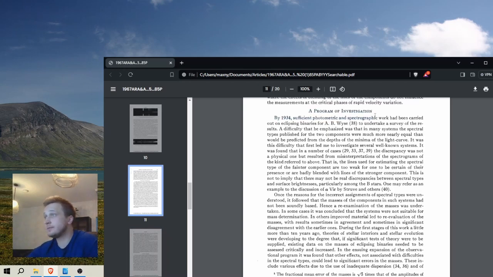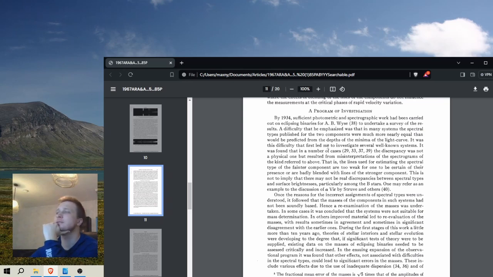A program of investigation is the next part, starting in 1934. Sufficient photometric and spectrographic work had been carried out on eclipsing binaries to undertake a survey of the results. A difficulty that he emphasized was that in many systems the spectral types published for the two components were much more nearly equal than would be predicted from the depths of the minima of the light curve.